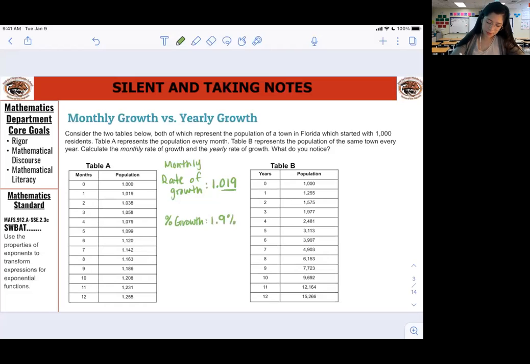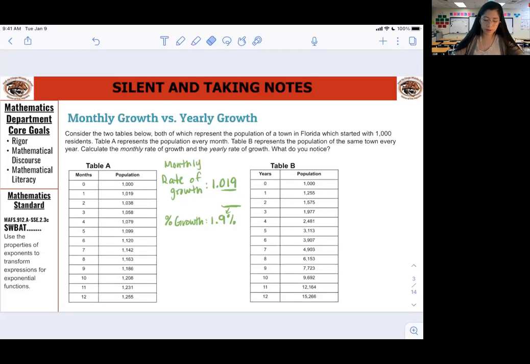1.9, because 1.019 is 1 plus 0.019. So 0.019 as a percentage is 1.9%. And that's what you always want to think about. What number was added to 1? Or if it's decay, what number was taken from 1? You have to work your way backwards to figure out the percentage.